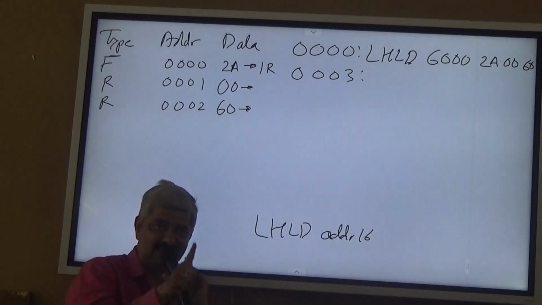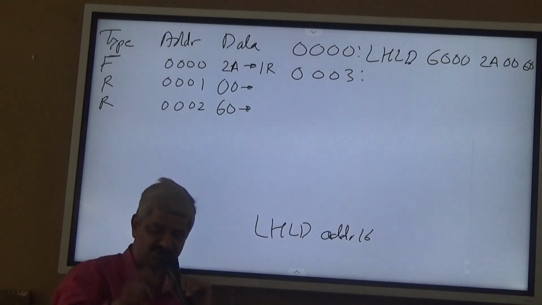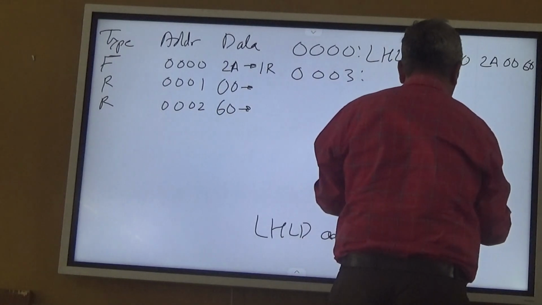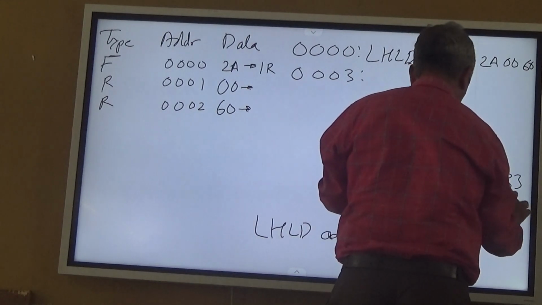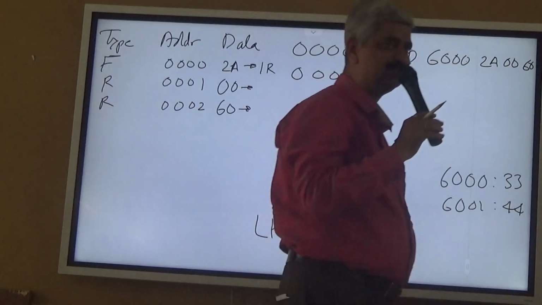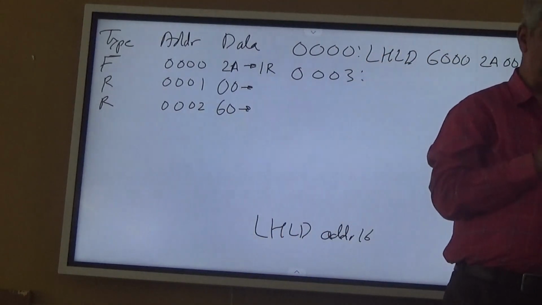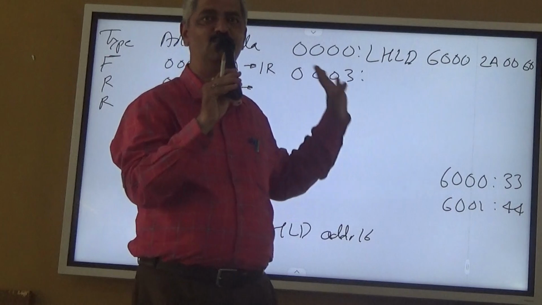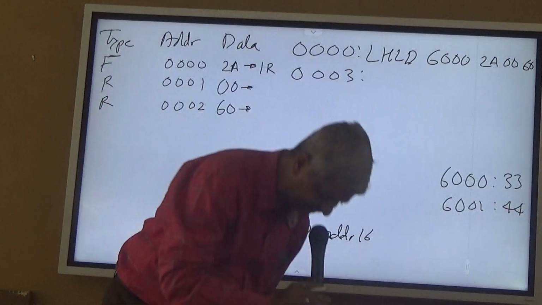Whatever is there in the external memory at 6000 will go to L, and whatever is there at 6001 will go to H. If there is 33 at 6000 and 44 at 6001, then at the end of the instruction, what should happen? 4433 should be the contents of HL pair. Now tell me what should happen with 00, what should happen with 60, and what should be the next machine cycle. So you complete the machine cycle sequence for LHLD.